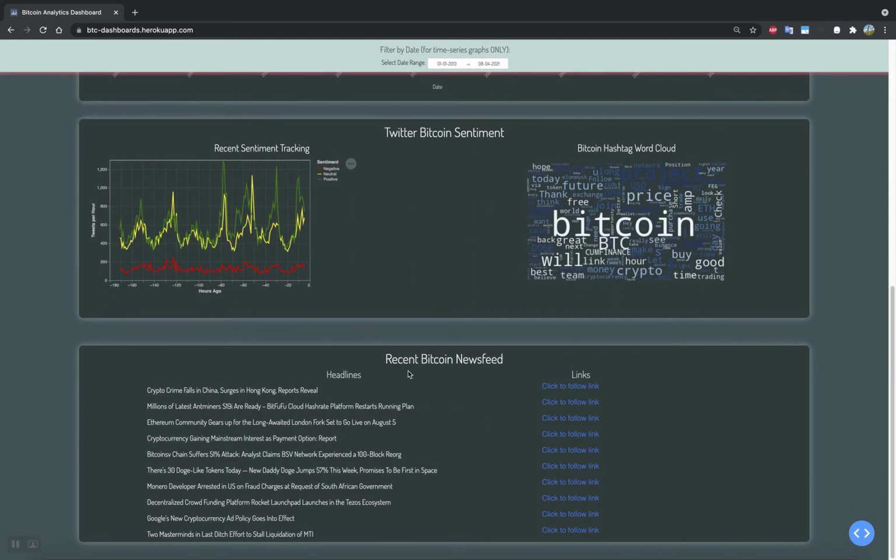This is our Bitcoin news feed. These are just articles related to Bitcoin over the last 24 hours. You can follow any of these links and it will open up the article.